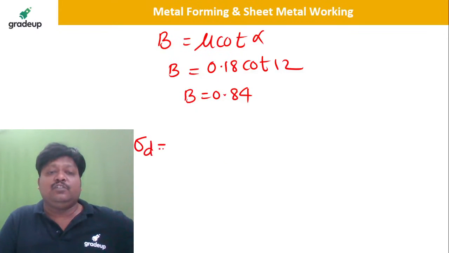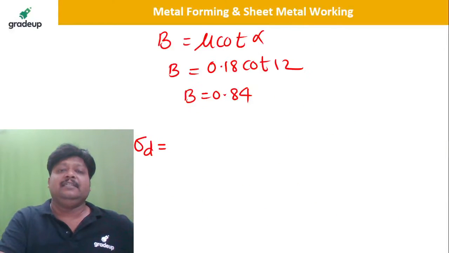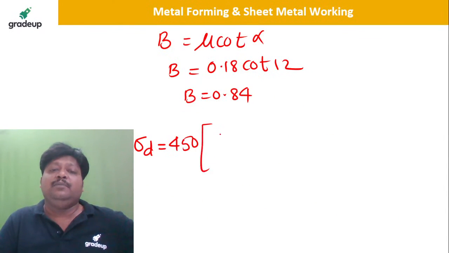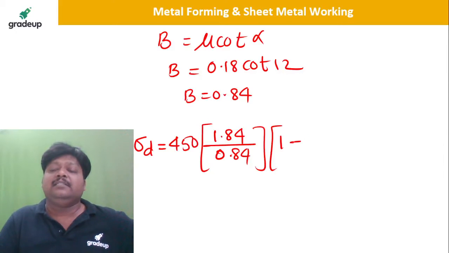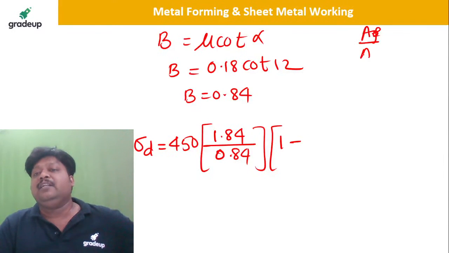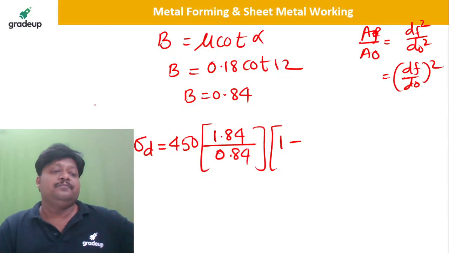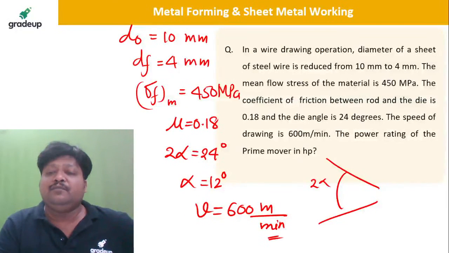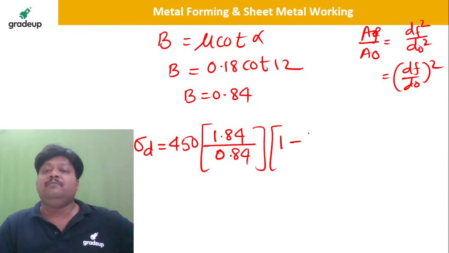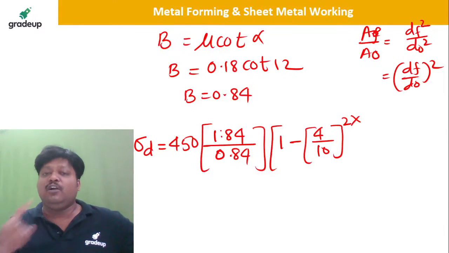Now sigma d, the flow stress, is how much? 450. So 450 into bracket (1 plus B, that is 1.84) divided by B, 0.84, into bracket 1 minus A final divided by A original. That is pi by 4 D final square divided by D original square, so D final divided by D original square. Final diameter is 4 mm, initial 10 mm. So 4 divided by 10 to the power 2 into B, and B is 0.84.